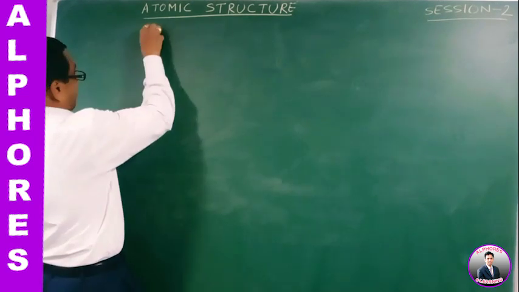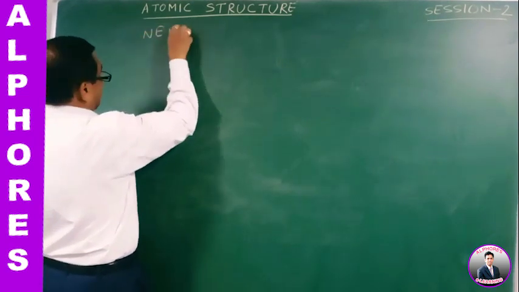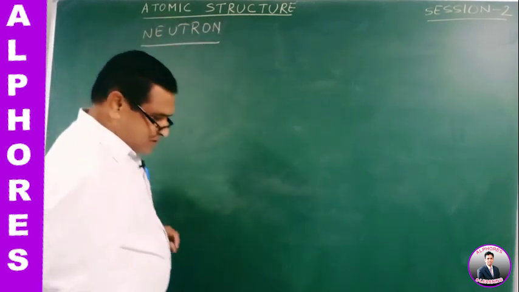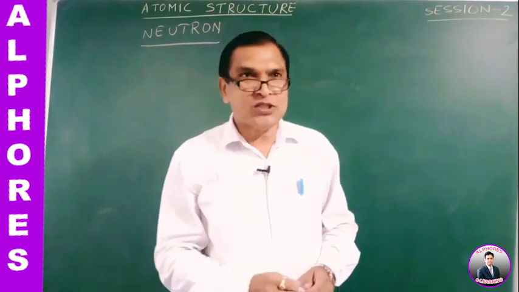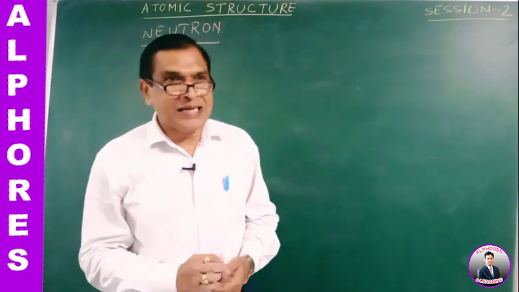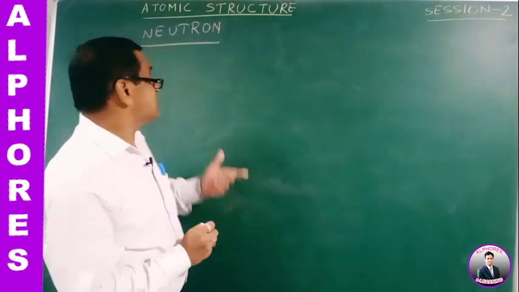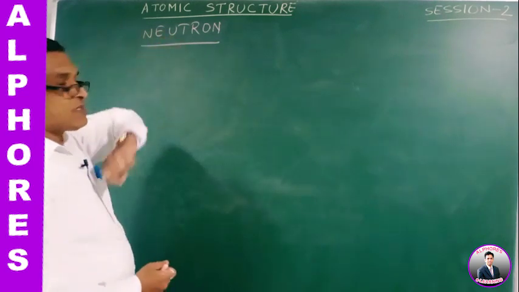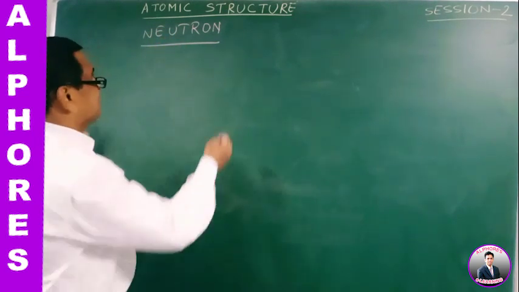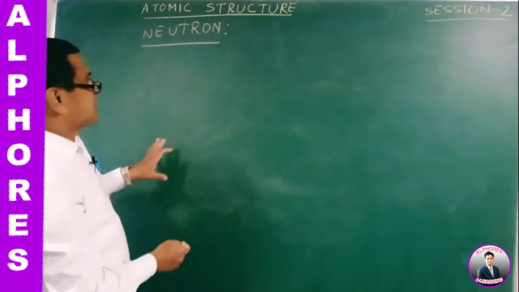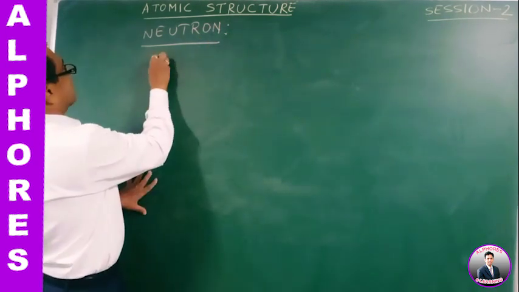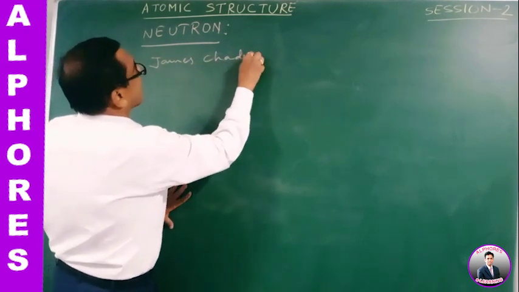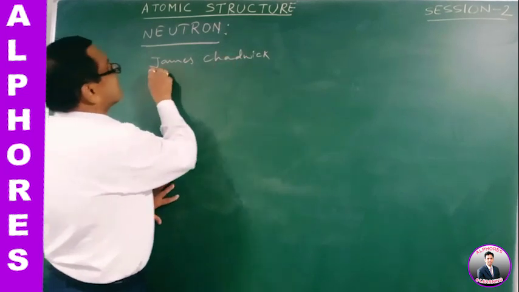Next, neutron. A neutron can be described as the chargeless, null charged particle present in the nucleus of an atom. Neutrons are chargeless subatomic particles, that we know very well. Neutrons were experimentally discovered by James Chadwick.